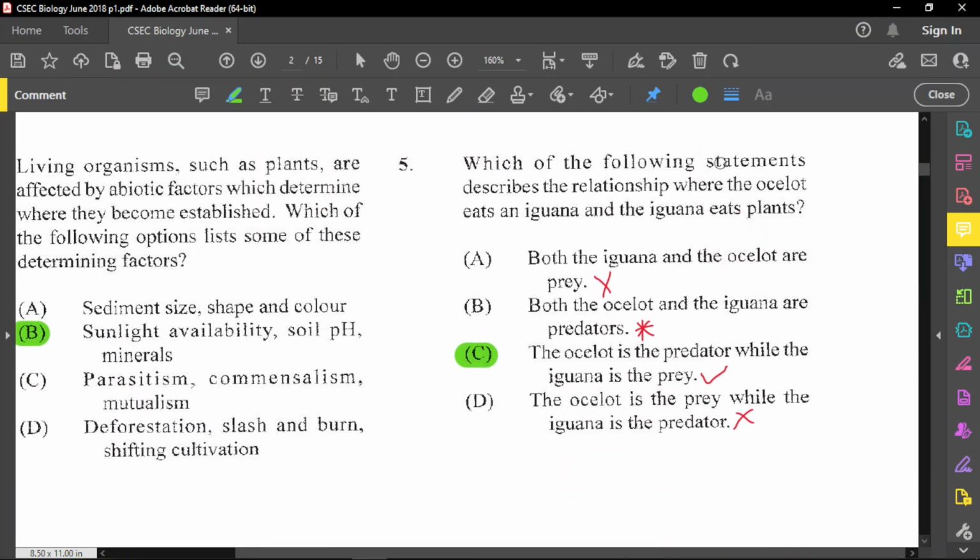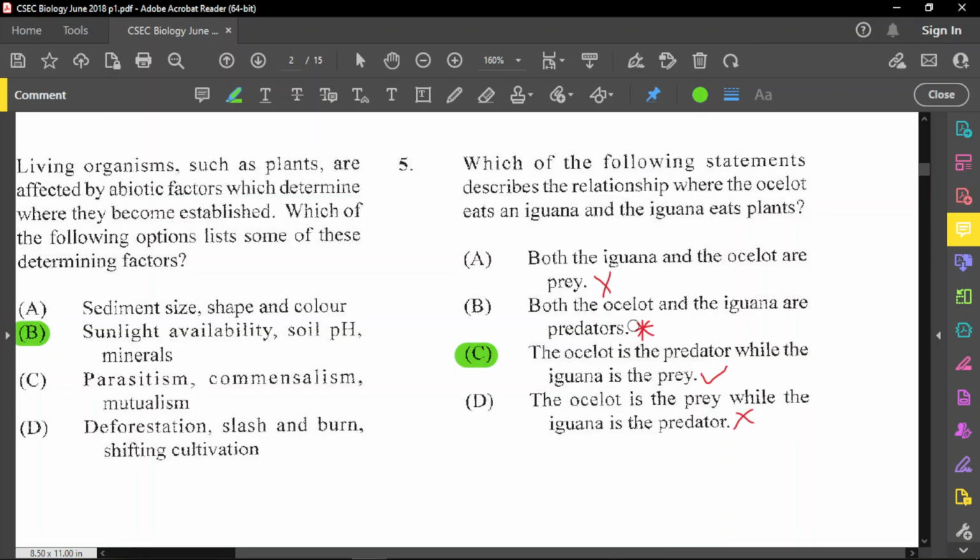Number 5 asks: which of the following statements describes the relationship where the ocelot eats the iguana and the iguana eats the plants? All right, and so this one, I have an asterisk at B. I'm going to tell you why. Let me just tell you what the answer is first. The answer is the ocelot is the predator, while the iguana is the prey.